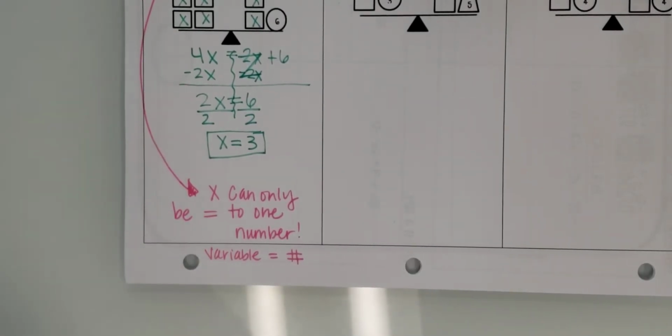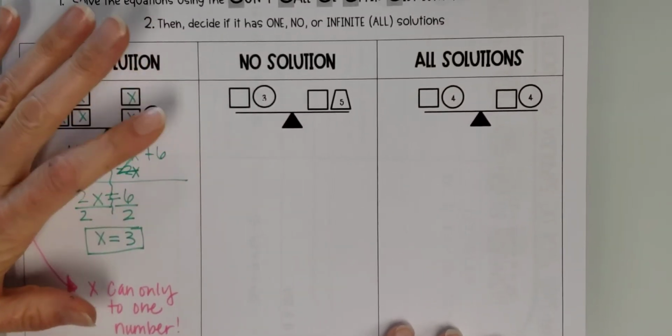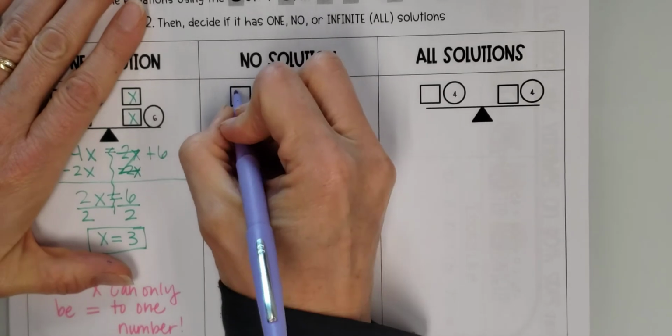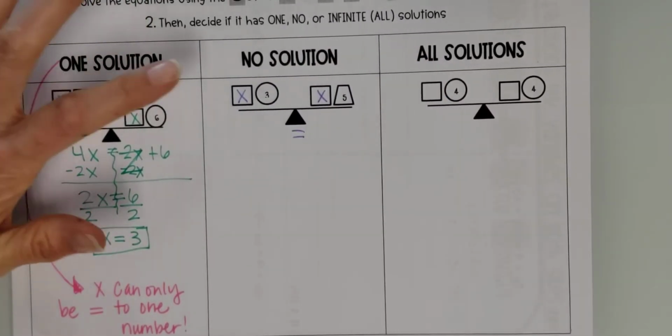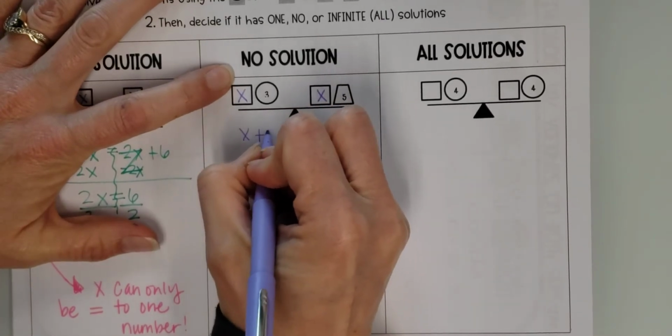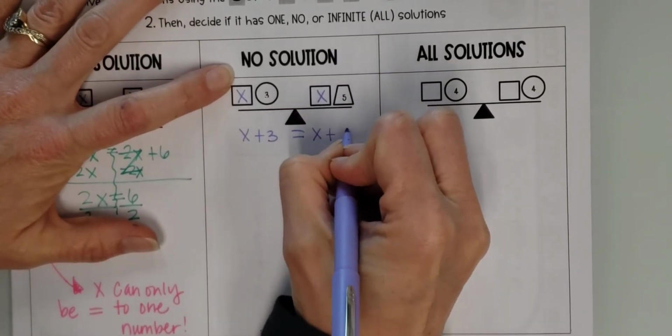All right, this next one over here, let's move on to no solution. Again, these boxes represent an x, and this is still equal. So this is x plus 3, and this is x plus 5.